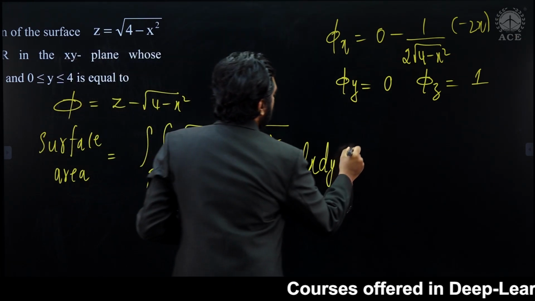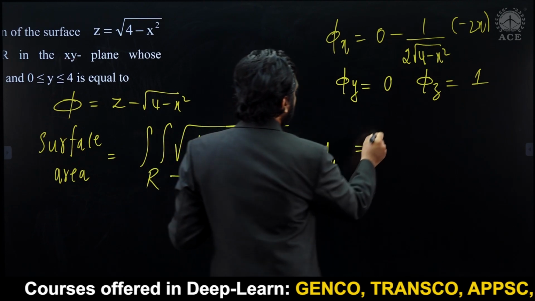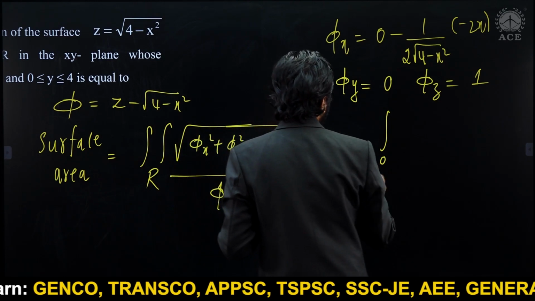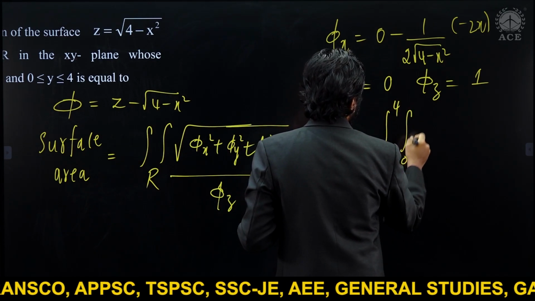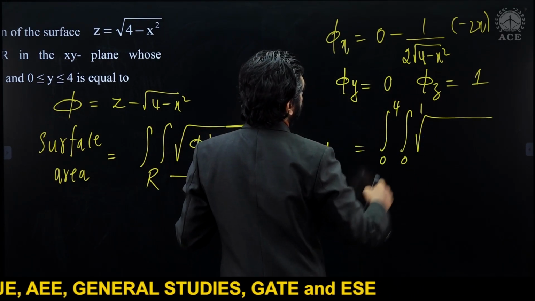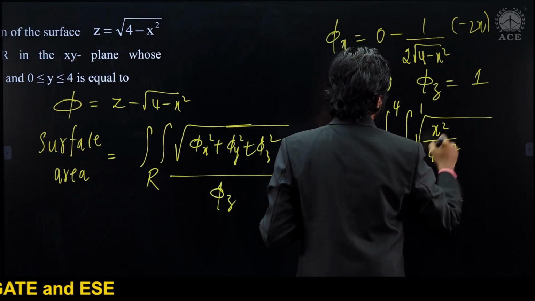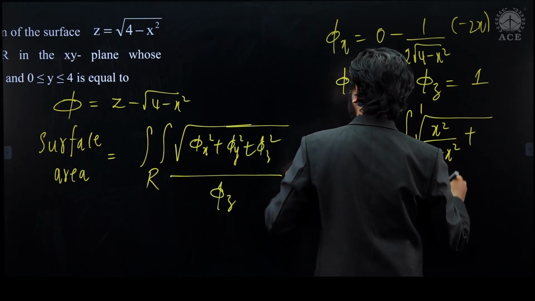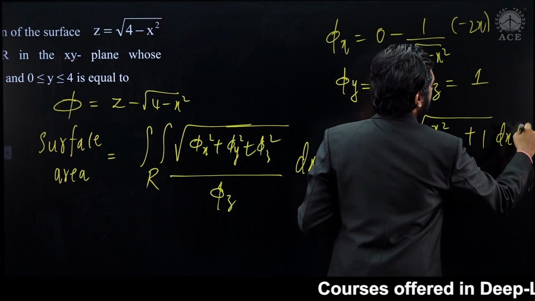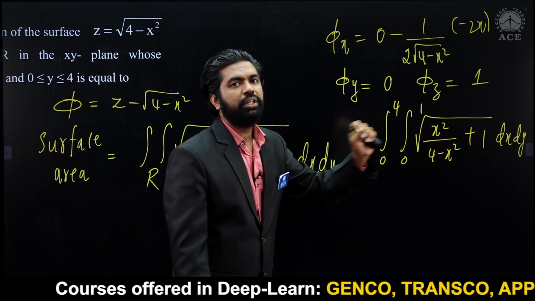Let's do that. So do you know the limits? Yes, x limits are given, y limits are also given. x is from 0 to 1, y is from 0 to 4. So I'll write first y limits 0 to 4, x limits 0 to 1, root of phi x square. So you need to square this. When you square, you get x square by 4 minus x square. This is 0 plus phi z square, phi z is 1, into dx dy. Even this quantity is 1. If you can simplify this, that would be the final answer.